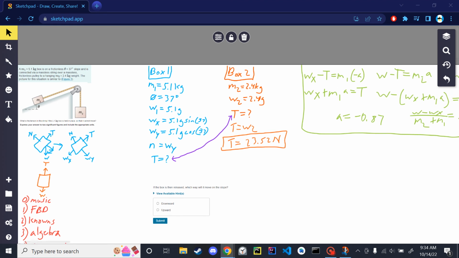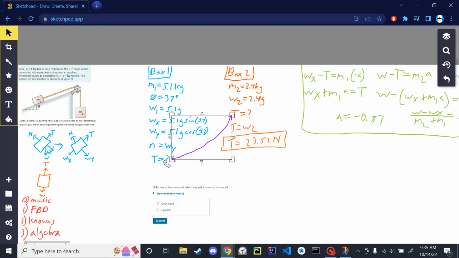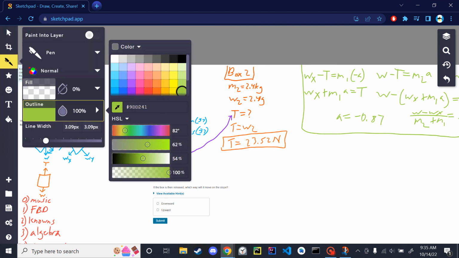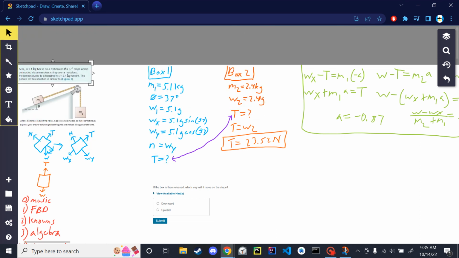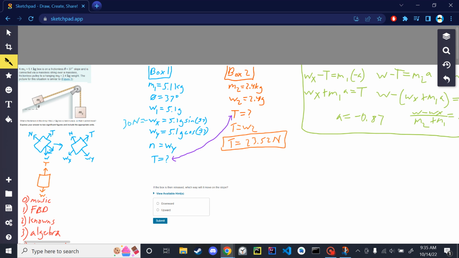You see that the tension is going to remain the same, because that's the tension if this wasn't moving. So the only other force you need to figure out is this, and this is about 30 newtons. And 30 is obviously bigger than 23.52. What is the tension in the string once the box begins to move?